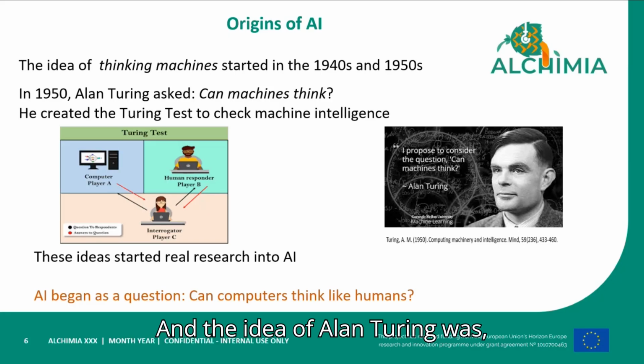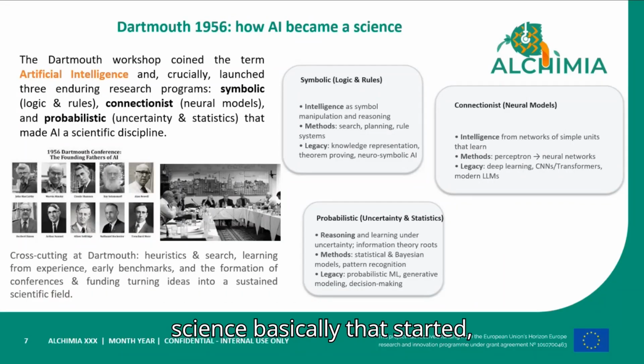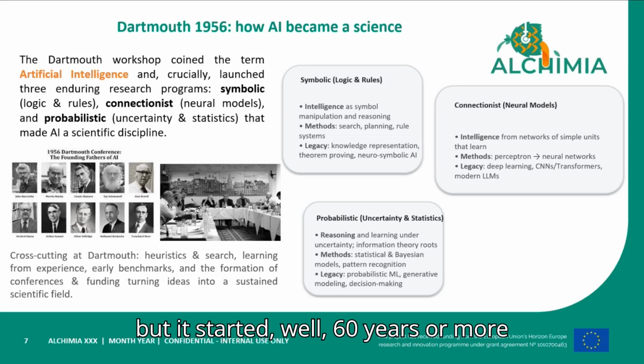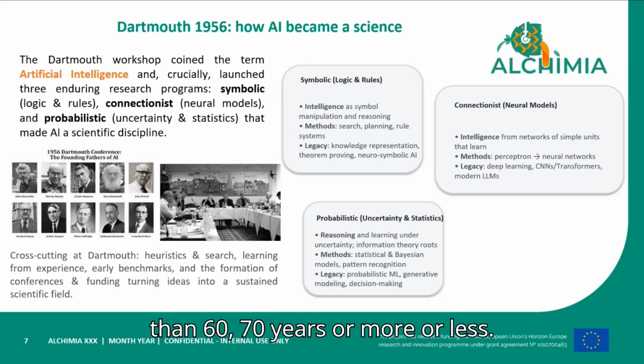And the idea of Alan Turing was: how can we help machines think like humans? That was the idea in the 50s. So it's a science that started, well, it became popular in the last 10 years maybe, but it started more than 60, 70 years ago, more or less.